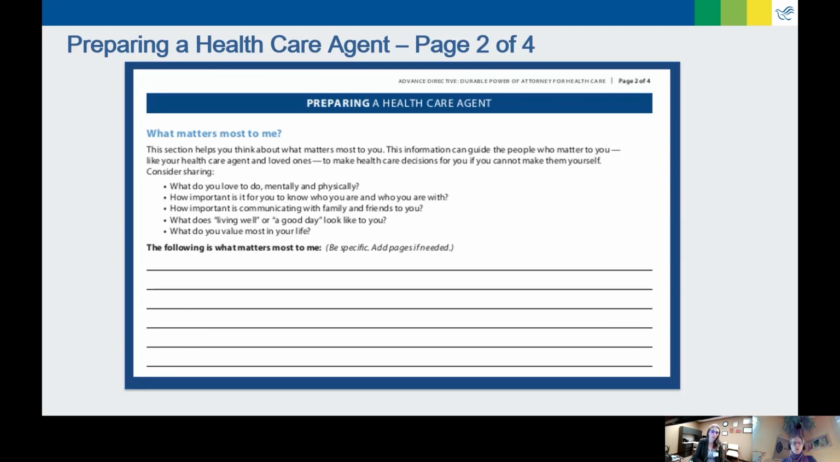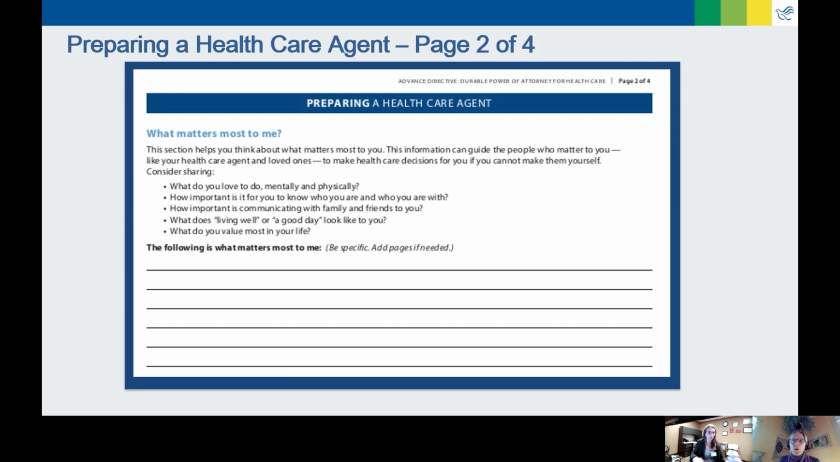Okay, so we're turning over to page 2, and you'll see page 2 starts the next portion of the document called Preparing a Healthcare Agent. So this is a combination of information that we have found is very helpful for who you've named on page 1, to know in advance in order to guide your care.